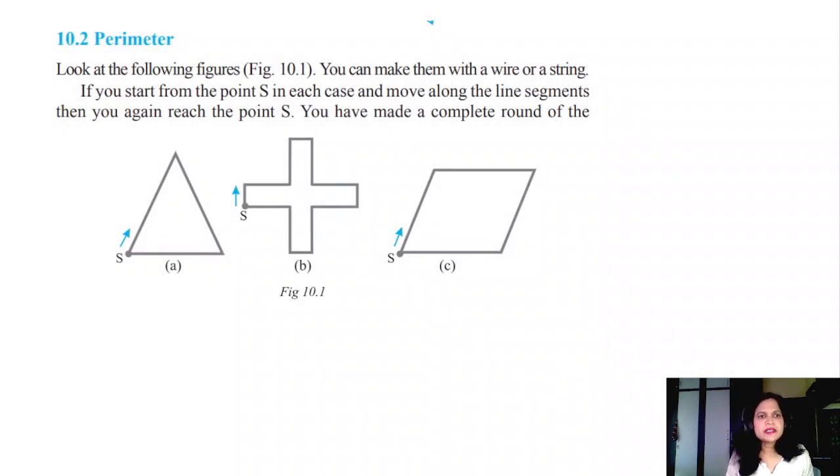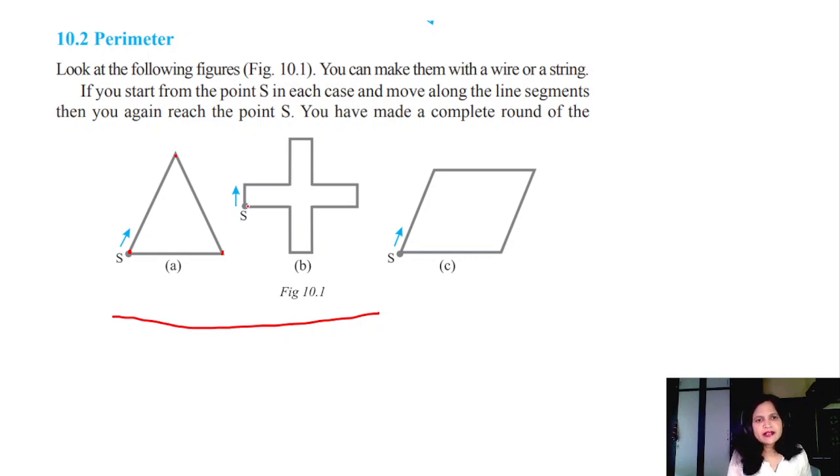Next topic is perimeter. Look at the following figures. You can make them with a wire or a string. Or take a thread, which is available at home. Take the thread and measure your notebook. How? Keep the thread along the side of your notebook, start at one point and come back to the same point. Suppose take this triangle, start from here. Keep the thread up to here and up to here and come back to this point and straighten that thread. With the scale you measure that length, that is the perimeter of the triangle.